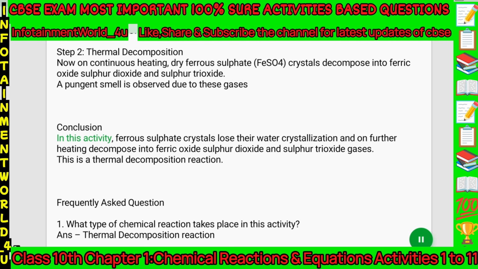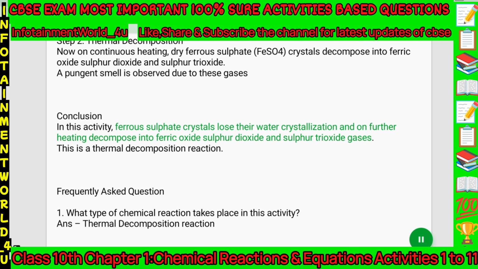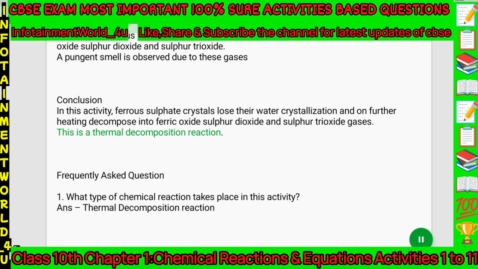Conclusion. In this activity, ferrous sulfate crystals lose their water of crystallization and on further heating decompose into ferric oxide, sulfur dioxide and sulfur trioxide gases. This is a thermal decomposition reaction.